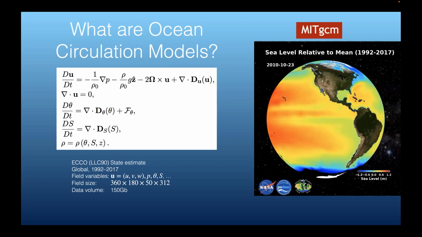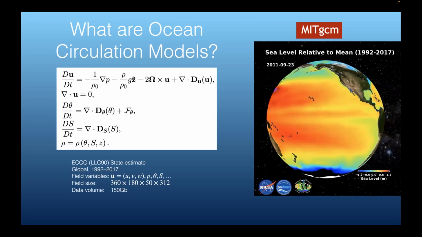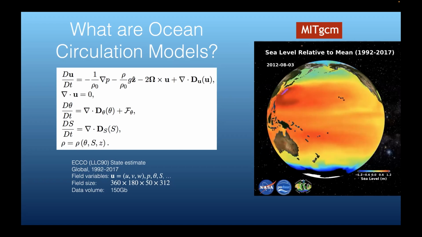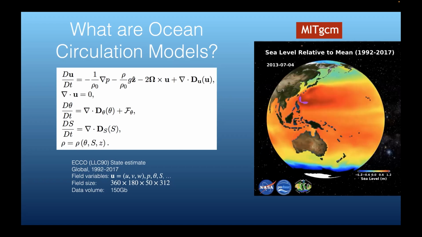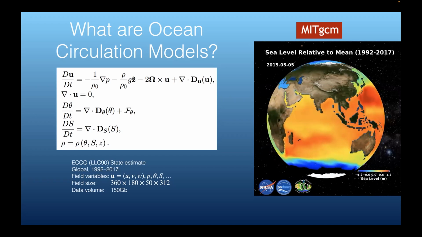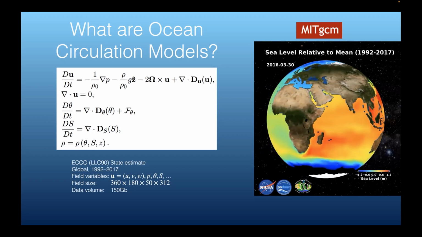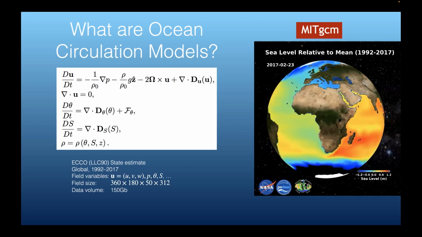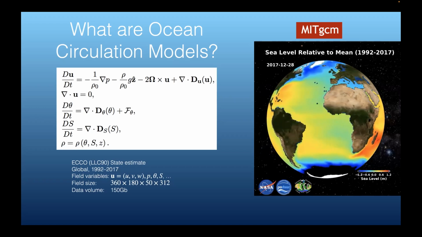And it solves the equations in the box on the left, which are the equations that Charles showed. There are a couple of minor differences because we have to take care of the seawater temperature, which is theta, and the salinity S as well. Separately, they both contribute to the density, which is rho. But otherwise, it's just rotating stratified fluid dynamics.